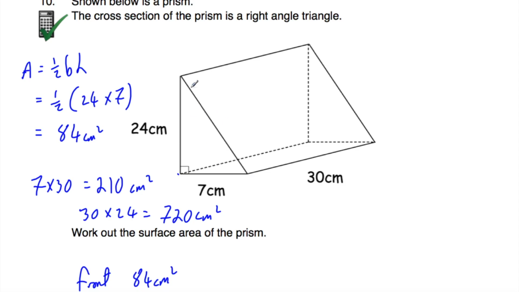So we need to use a thing called Pythagoras' theorem to find this length. And I'm just going to call this length x to begin with, okay? It's what we call the hypotenuse. It's the longest side of a right angle triangle. It's the side opposite that right angle.